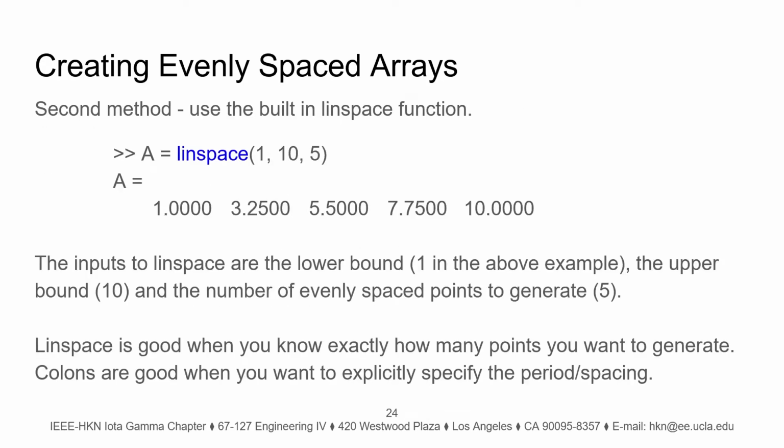The second method is to use the built-in linspace function. Here we have A = linspace(1, 10, 5). The inputs to linspace are the lower bound, 1 in the above example, the upper bound, 10, and the number of evenly spaced points to generate, 5. Linspace is good when you know exactly how many points you want to generate. Colons are good when you want to explicitly specify the period or spacing.